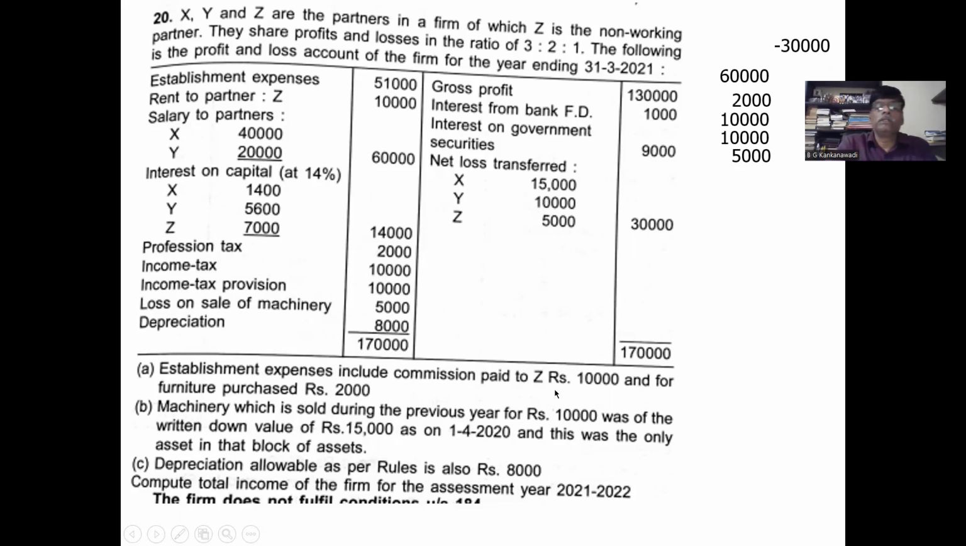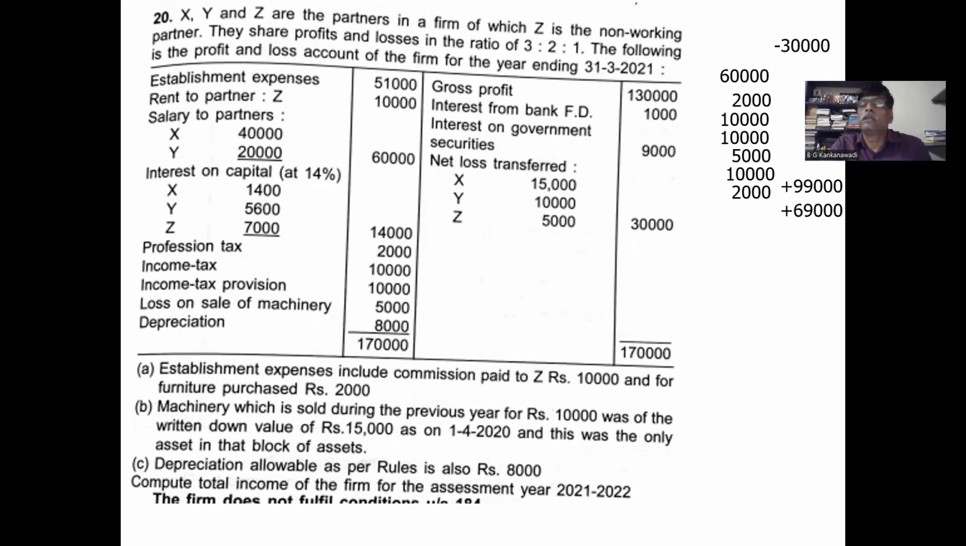Come to your adjustments. First adjustment is the commission. Commission disallowed 10,000. Furniture purchase 2,000. This is the point connected with capital loss. The depreciation allowable 8,000 and 8,000 are the same, no difference. If you take the total of this, I think it is 99,000. Minus 30,000 is the loss, plus 99,000 is the addition. If you take the ultimate result of this, I think it is 69,000.